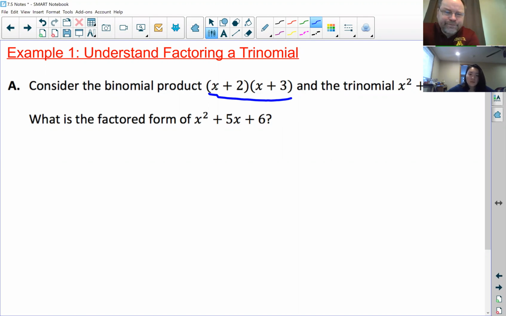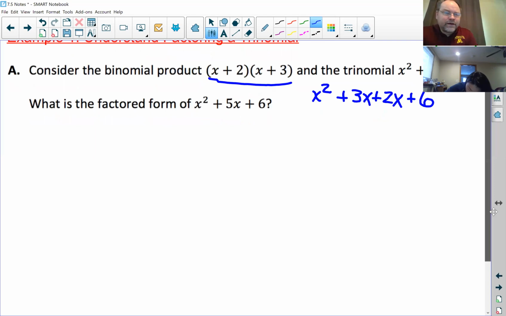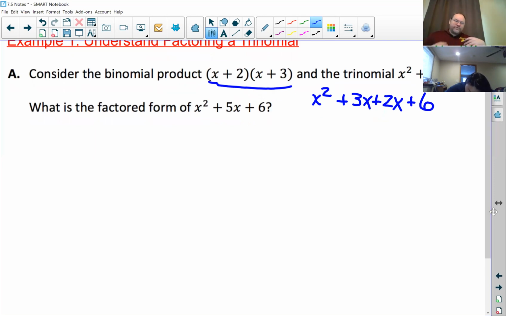So if I use FOIL, I get x times x, which is x squared, x times 3, which is 3x, 2 times x, which is 2x, and 2 times 3, which is 6. And if I combine my like terms, I get x squared plus 5x plus 6. So just to verify that. When we want to write the factored form, we want to take this expression and write it like this.